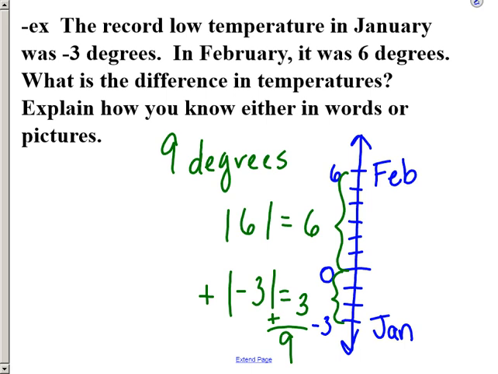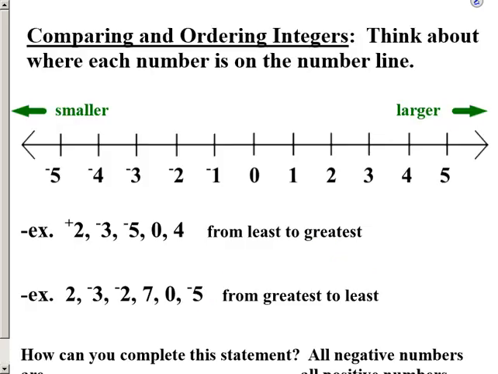Now, moving on from that, another thing we need to talk about is comparing and ordering integers. When you think about comparing and ordering integers, I want you to remember thinking about where numbers are on the number line. We know as we count up from 0, we get larger numbers. So that means as we go to the right, we get larger numbers, and as we go to the left, numbers get smaller.